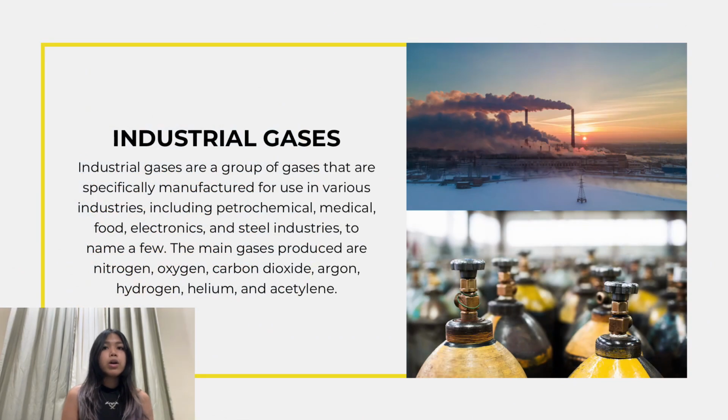So to start, what are industrial gases? Industrial gases are a group of gases that are specifically manufactured for use in various industries, including petrochemical, medical, food, electronics, and steel industries, to name a few. The main gases produced are nitrogen, oxygen, carbon dioxide, argon, hydrogen, helium, and acetylene.